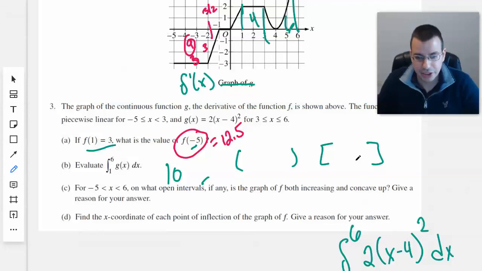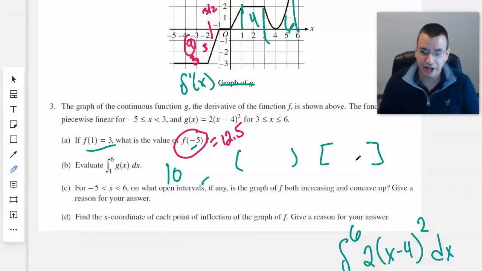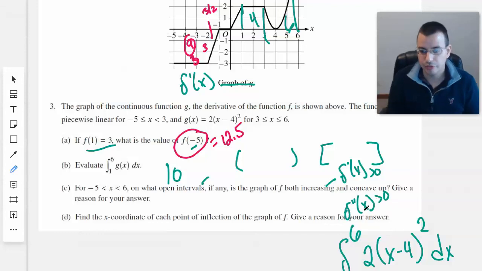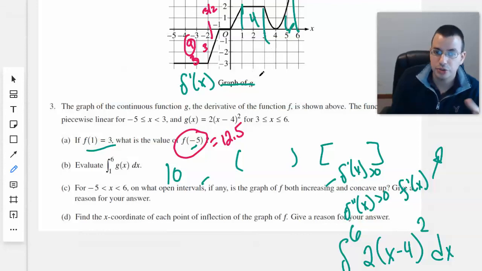If any, is the graph of f both increasing and concave up? Okay, so increasing means f prime of x is greater than 0, and concave up means f prime prime of x is greater than 0, which means that f prime of x is increasing. So we know that f prime of x, which this is a graph of here, is positive at 0 to 1.